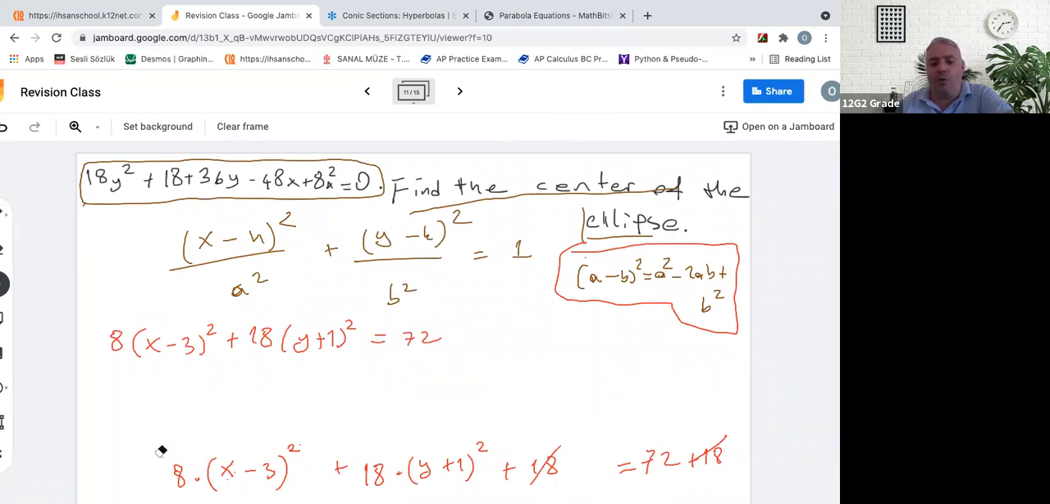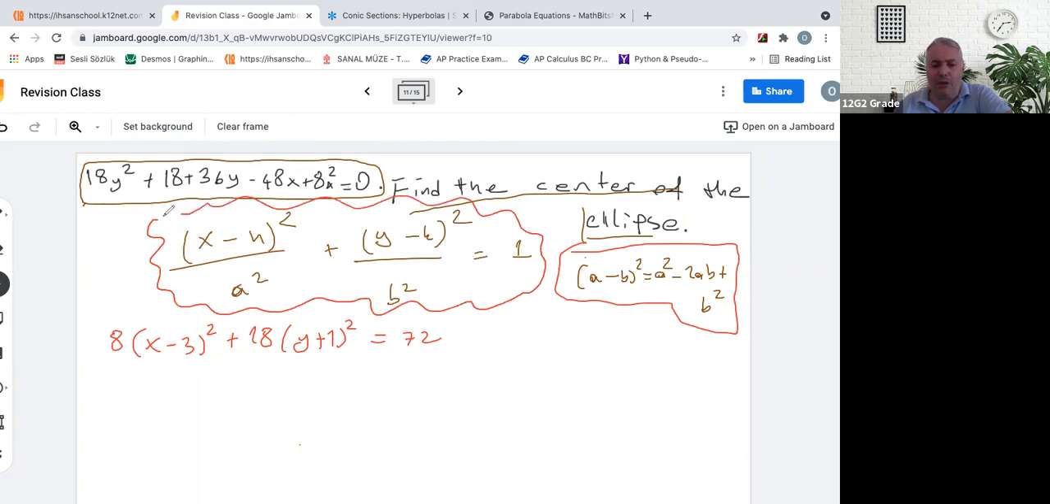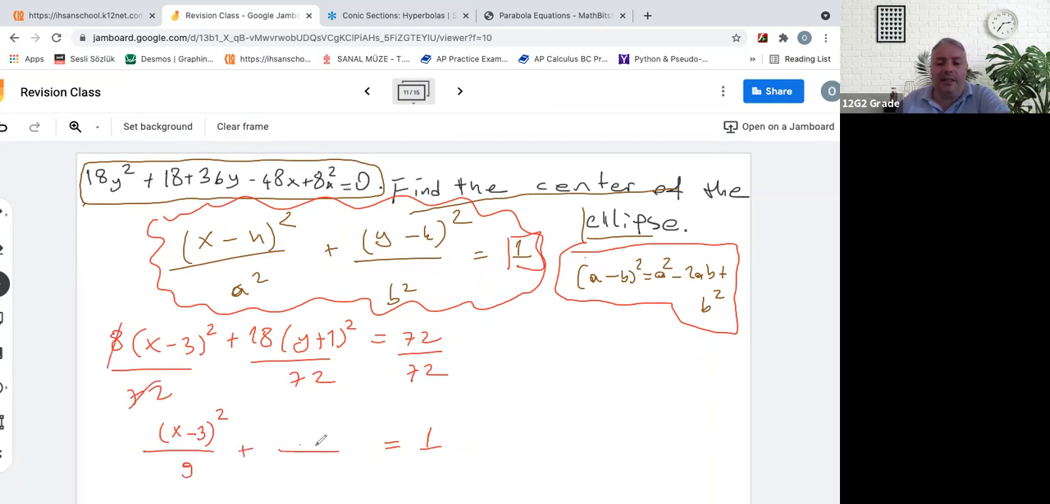Now, what is my ultimate goal? What is my aim? My aim is to get this form. First of all, what I realize here is that the right-hand side should be 1. How can this be 1? Divide by 72, divide by 72, divide by 72. So this side will be 1. Am I right? And then this side will be (x minus 3) squared divided by 9, and then (y plus 1) squared divided by 4. Wow, excellent. Wow, I can express this.